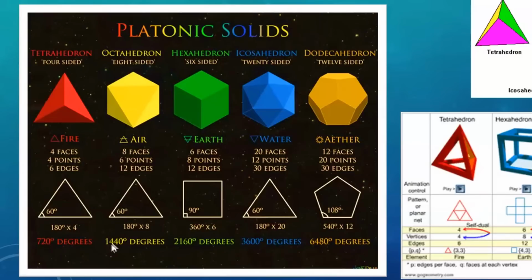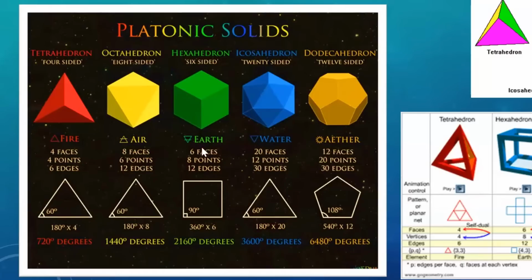The octahedron is 1440, which is a classical number we have heard before in many contexts. The hexahedron, the square, is 2160, and this comes up in timekeeping. The icosahedron is 3600, and the dodecahedron is 6480 degrees.